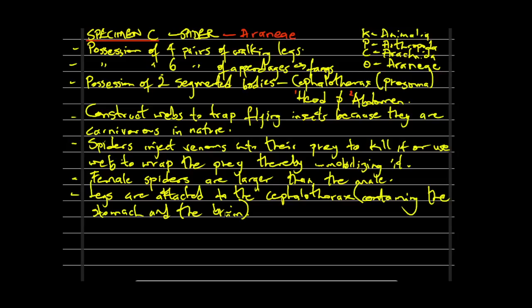And then the abdomen. Now, the cephalothorax contains the stomach and the brain. Then what do we have in the abdomen?